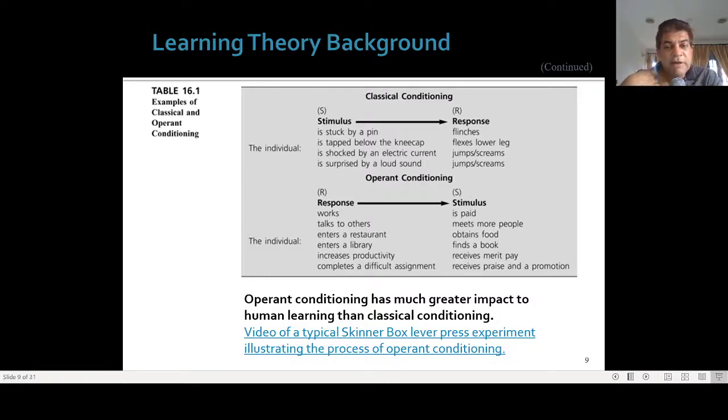You complete a difficult assignment, receive praise and a promotion. So operant conditioning always involves greater learning than classical conditioning. Both are true. We behave according to classical conditioning as well as operant conditioning.